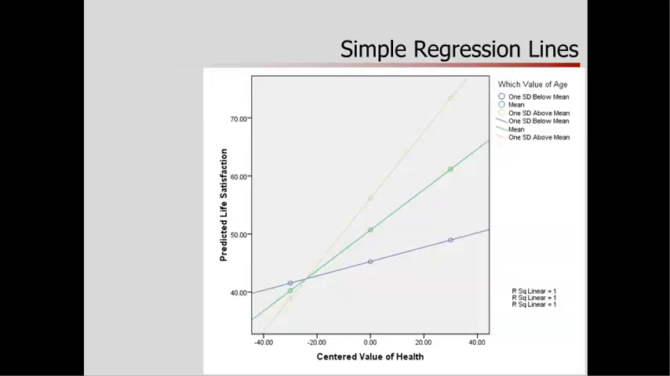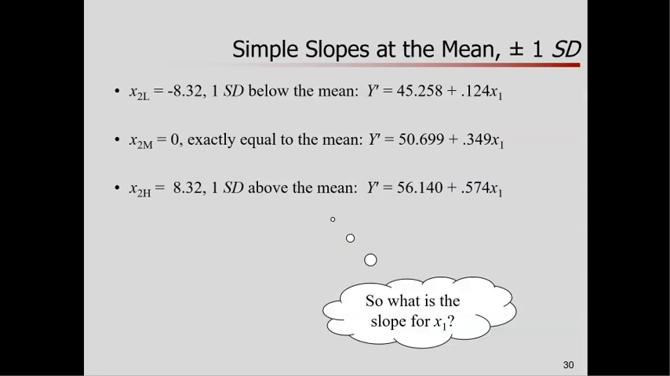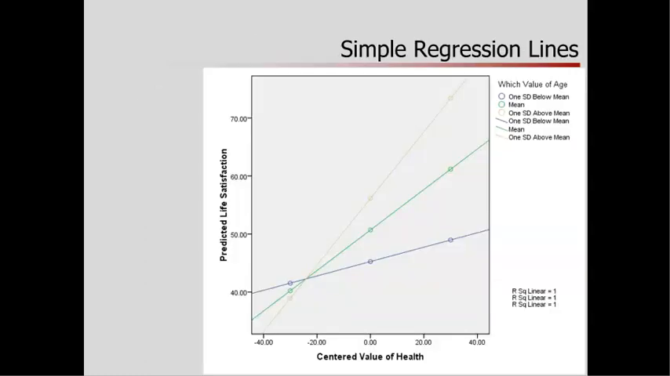Numerically, that's here. From one standard deviation below the mean to at the mean to one standard deviation above the mean, the slope is literally getting bigger. So as people get older, what we see is the slope, or the relationship between the outcome, life satisfaction, and the predictor health, gets stronger.